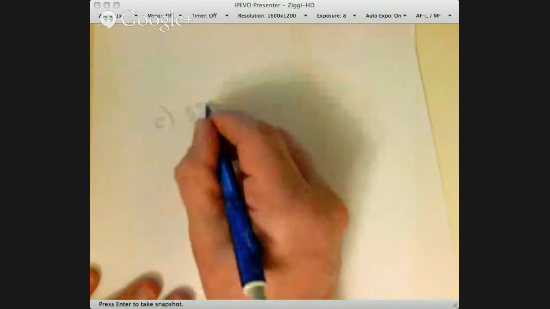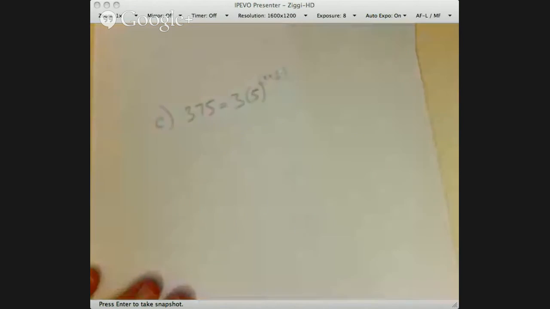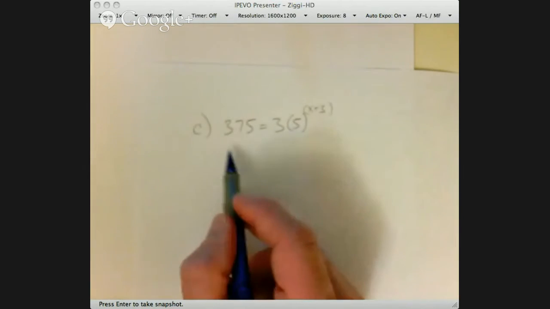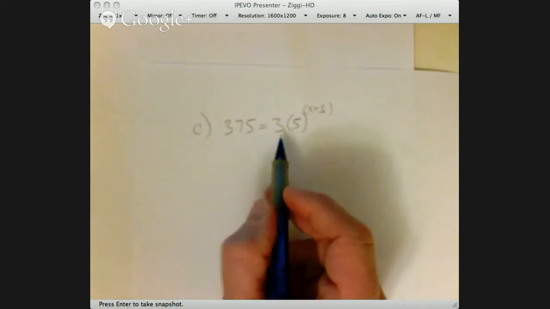375 is equal to 3 times 5 raised to the x plus 3 power. Okay, they're kind of trying to trick you here by putting that 3 out there on the ledge. Get it over to the other side. We don't want it there. And so when I look at something like this, I'm going to divide both sides by 3.